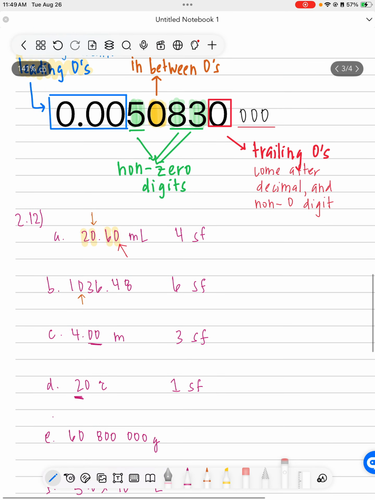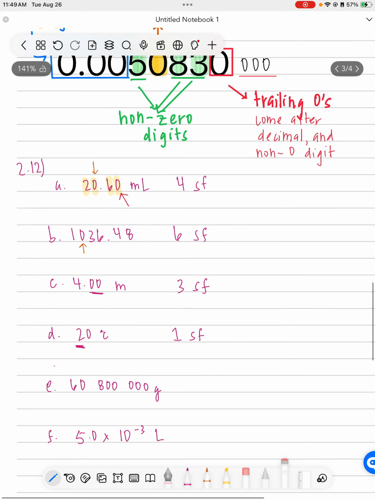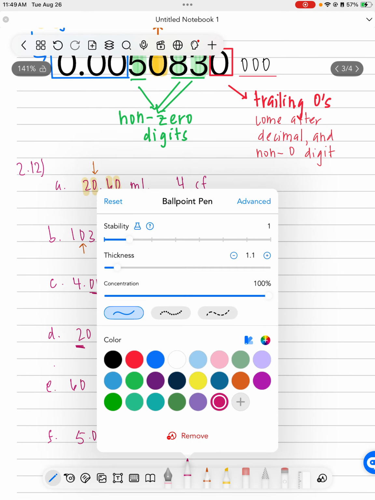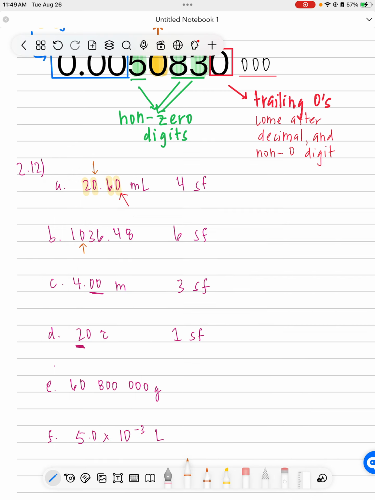When we have a 0 between 2 or between any type of non-zero digit, those are called in-between zeros, and we count them. They are significant. So let's go ahead and underline those zeros in orange. Okay, let's ask ourselves, does this 0 come after a non-zero digit, or is it in between a non-zero digit and another non-zero digit? It is, so it's in between 6 and 8.